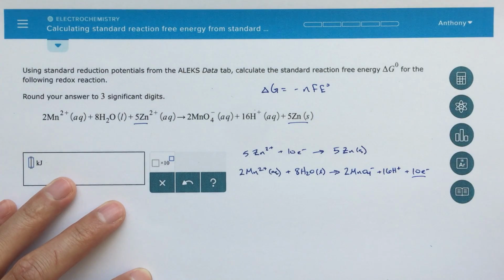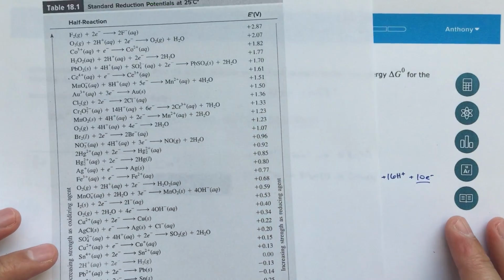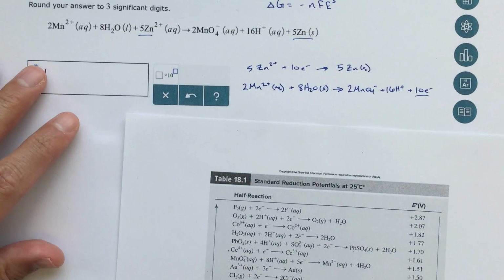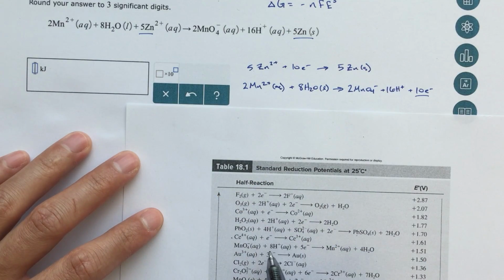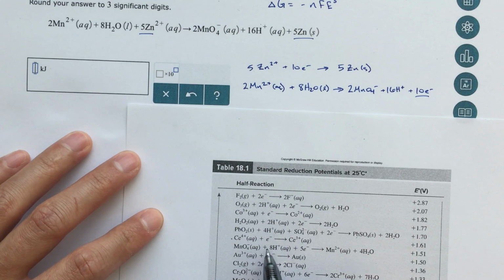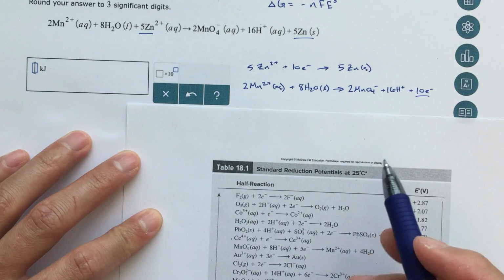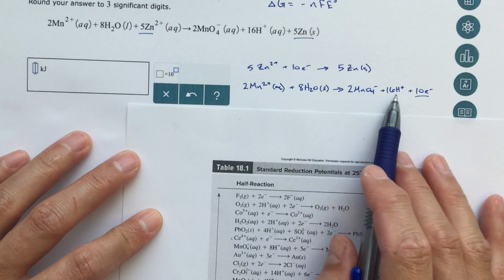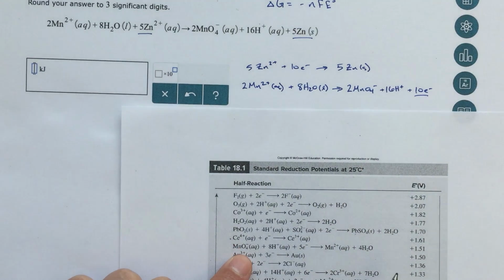Then what I want to do is use this ALEKS data tab, or if you have this table, you can just use this table as well. I'm going to look for these different things. And right here, I'm finding my MnO4 minus. Remember that these are all written as reductions. So for this one, which is written as an oxidation, it's going to be the reverse. So I'm looking for MnO4 minus plus H plus. Here I see MnO4 minus plus H plus.